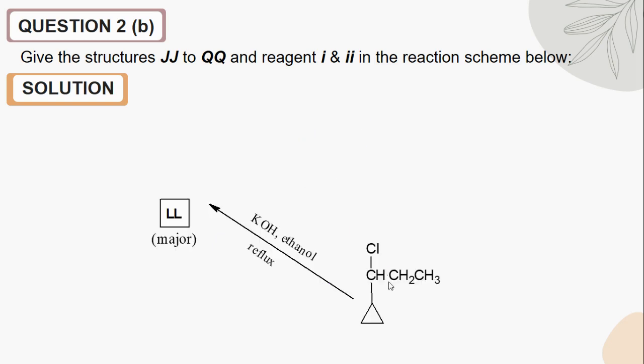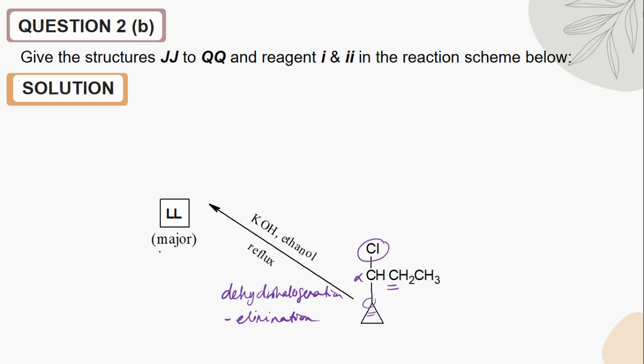Next, we proceed to LL. So when the chloroalkane undergoes reaction with KOH, ethanol, reflux, this is a reaction of dehydrohalogenation, or the type of reaction is elimination. So what is it that you eliminate? You will eliminate one halogen and then the neighboring hydrogen, but this alpha carbon has two neighbors, one on the right and one at the bottom here.